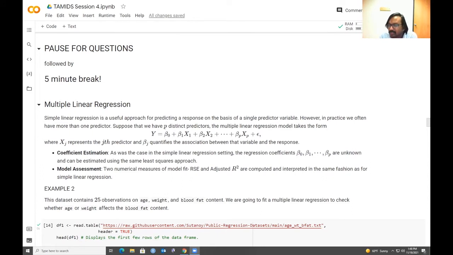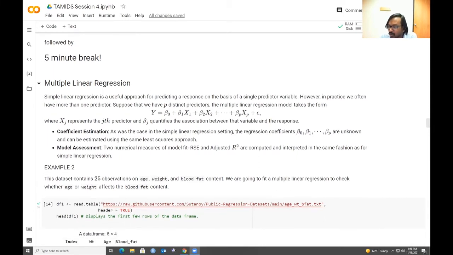In general, suppose that we have p distinct predictors. In that case, the multiple linear regression model takes the form of y equal to beta naught, which is still the intercept term, plus beta 1 times x1 plus beta 2 times x2 plus all the way up to beta p times xp plus random errors. So the jth beta, beta j, corresponds to the association between the jth predictor and the response variable.